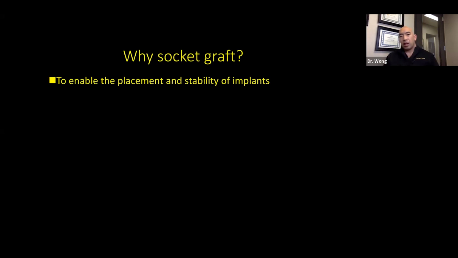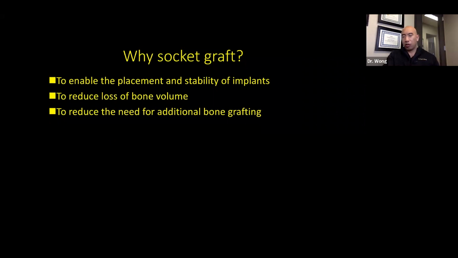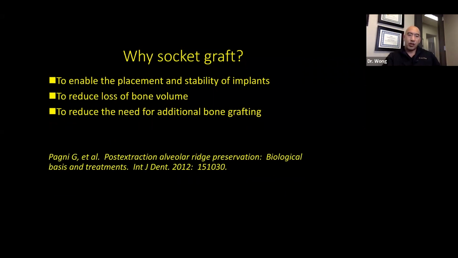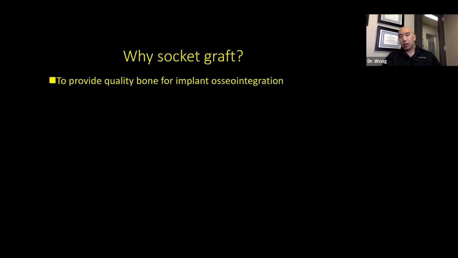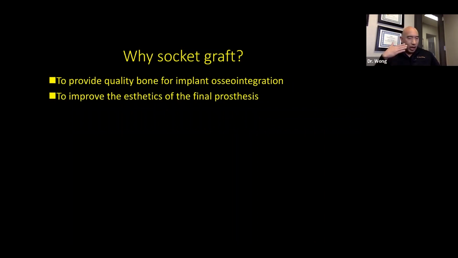So the bottom line as to why we socket graft is that we want to enable the placement and stability for our future implants. We want to reduce the bone loss. We want to reduce the need for additional bone grafting, like ridge augmentations, like I mentioned just now. We want to provide quality bone, because remember, we don't want that socket filled in with a bunch of connective tissue and scar tissue. We want it to look good, and it can't look good if we have a labial concavity and a loss of soft tissue on top of that.